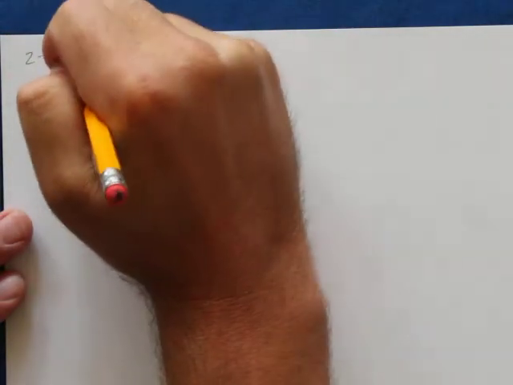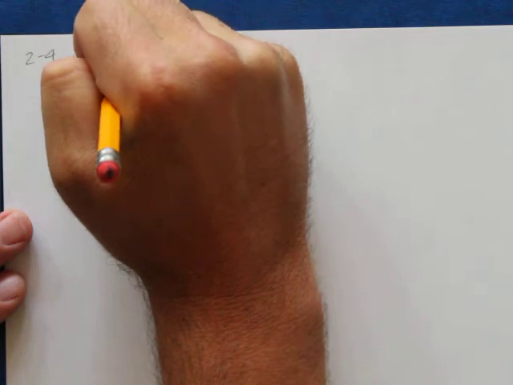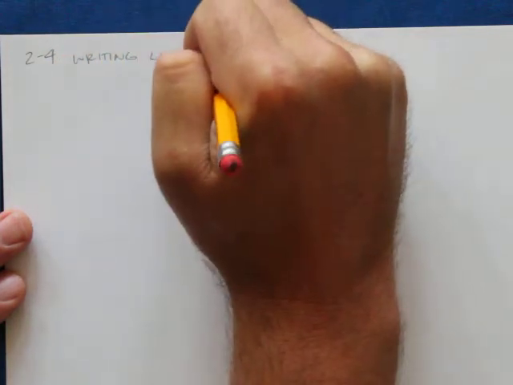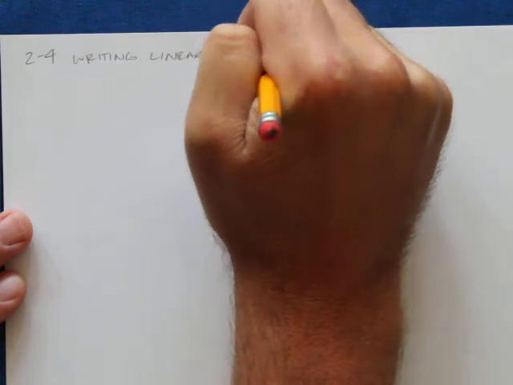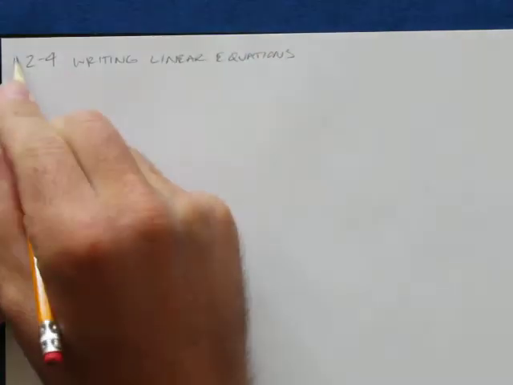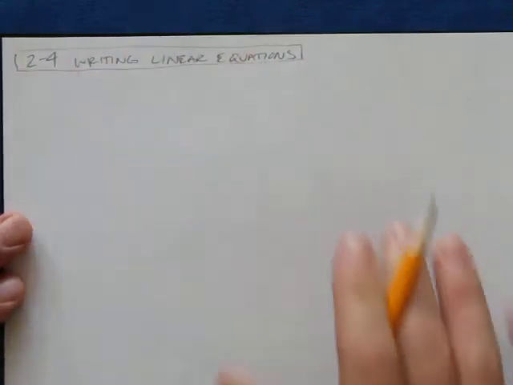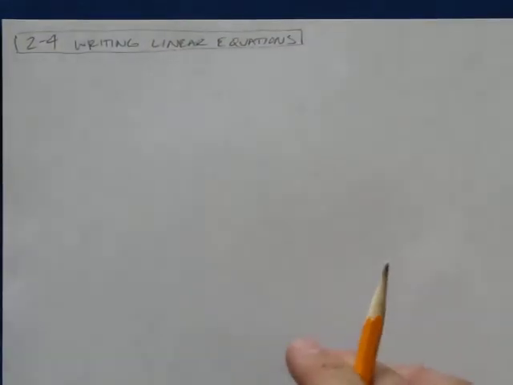Algebra 2, section 2-4, writing linear equations. So this is going to be fairly brief because this should be something that we went over quite a bit in Algebra 1.